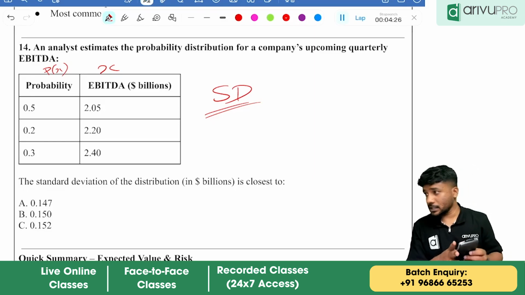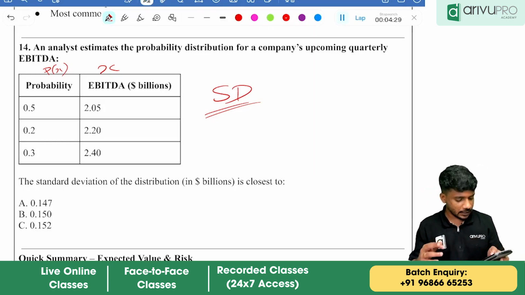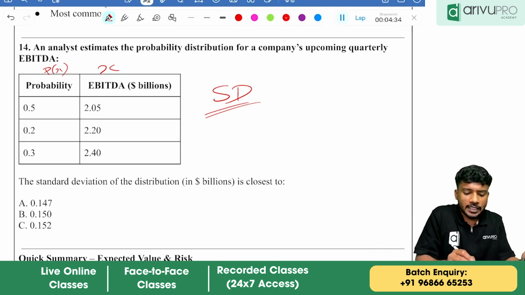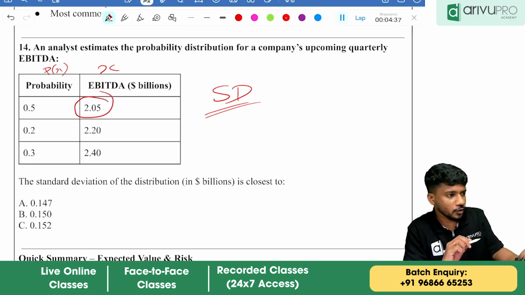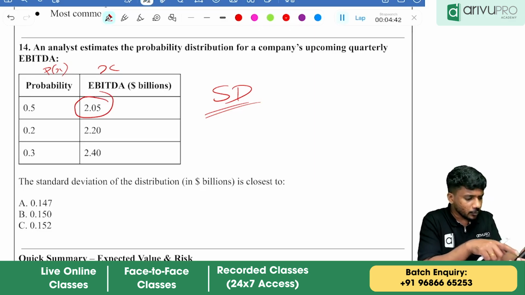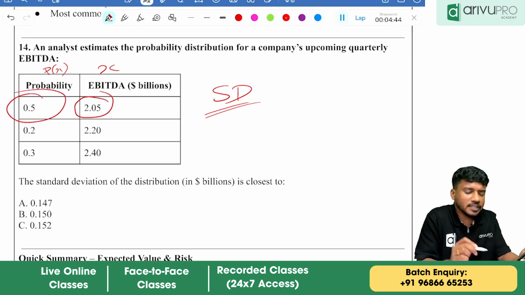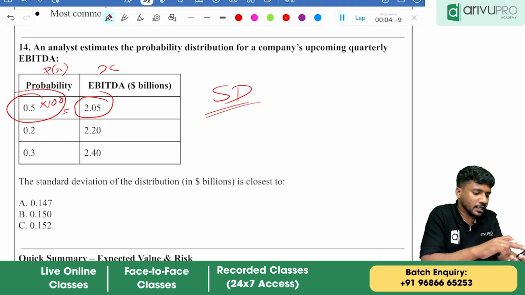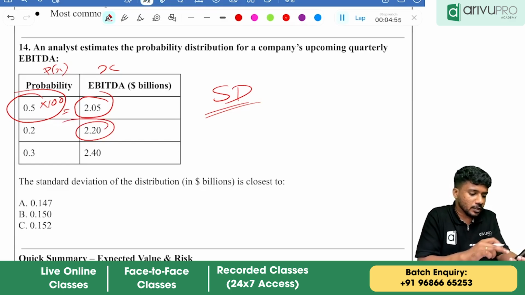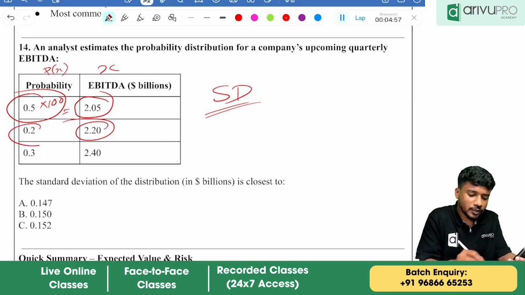Clear everything? Yes. First of all, click second, then go to data. Okay, one by one we are going to do. Now, x value. First x value is how much? 2.05. Okay, then click enter. Then come down. Y value, the P of x value multiplied with 100, will be how much? 50. That means type 50, click enter. Then come down. X2 value is 2.2. Then click enter. Come down. Y2 value is how much? 20. Click enter.